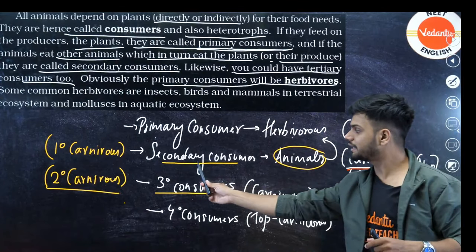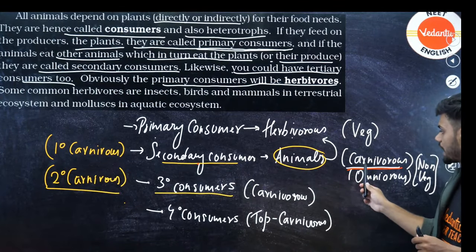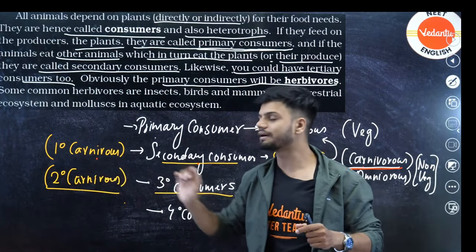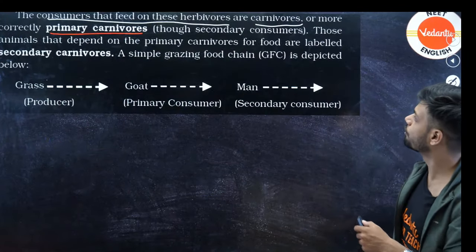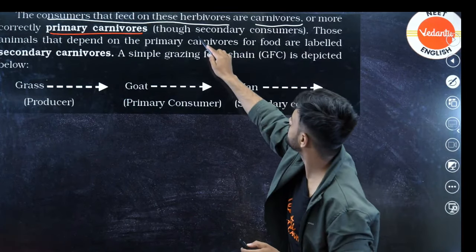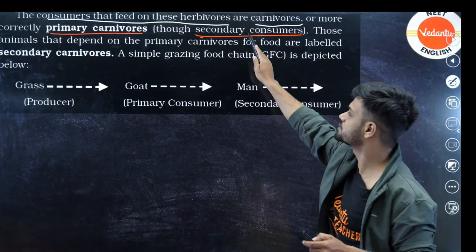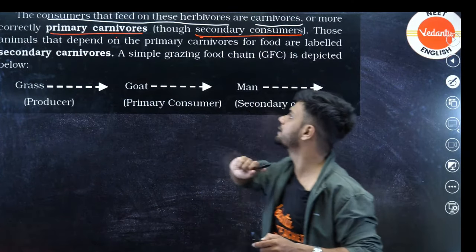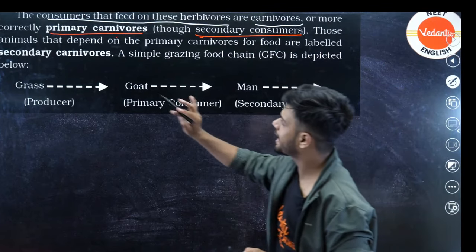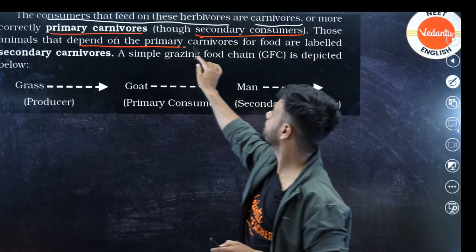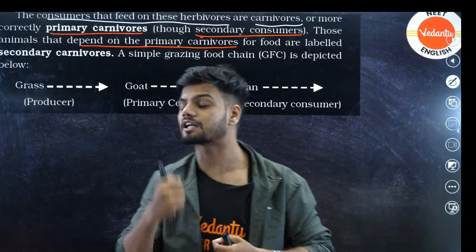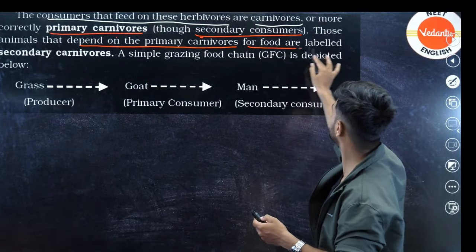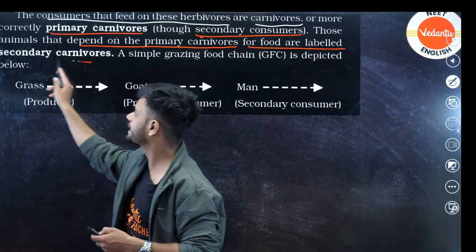So, secondary consumer is also called as what? Carnivores, or primary carnivores. So secondary consumers are your primary carnivores. And those organisms which depend on the primary carnivores for food are labeled as secondary carnivores.